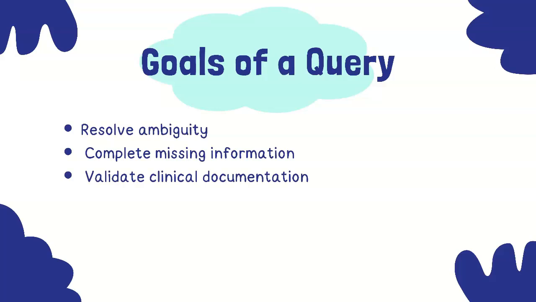So, the main goals of a query are to resolve ambiguity. What that means is when documentation can be interpreted more than one way, it is ambiguous. Another goal is to complete missing documentation, when critical details like specificity, severity, or POA are absent. Another goal is to validate clinical documentation, ensuring that the health record completely and accurately reflects the patient's condition, their course of treatment, and their outcomes.